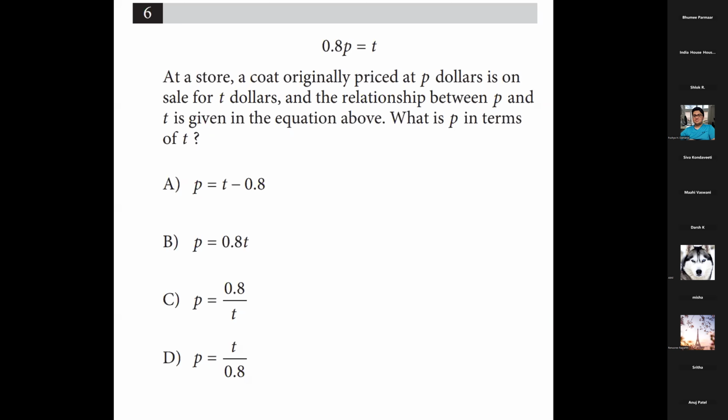Okay, so for question 6, we have an equation, and we just need to get P in terms of T. So you just kind of divide. So 0.8 P equals T. So you just divide the left side of the equation by 0.8, and you divide the right side of the equation by 0.8. So you get P equals T divided by 0.8, which is answer choice D.